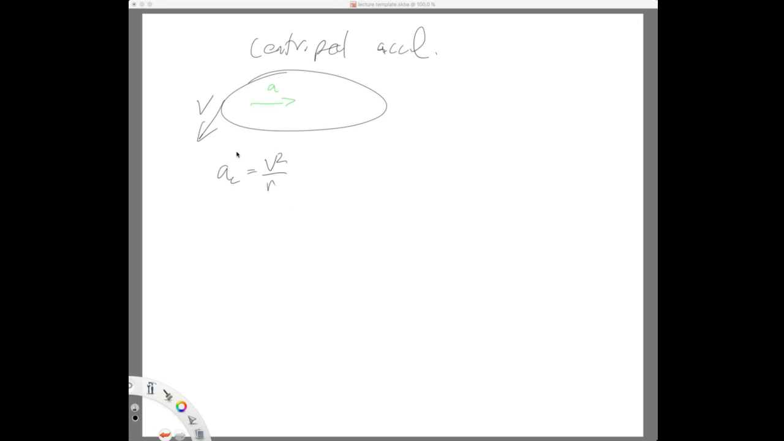So if the object is not moving at a constant speed, suppose it's moving at 10 meters per second, and a little bit later its final velocity is 20 meters per second. What that means is that the net force, instead of just pointing toward the center, points forward a little bit, so we would split it up into a net force centripetal component and a net force tangential component, which means the piece of the force that's in the direction of motion.